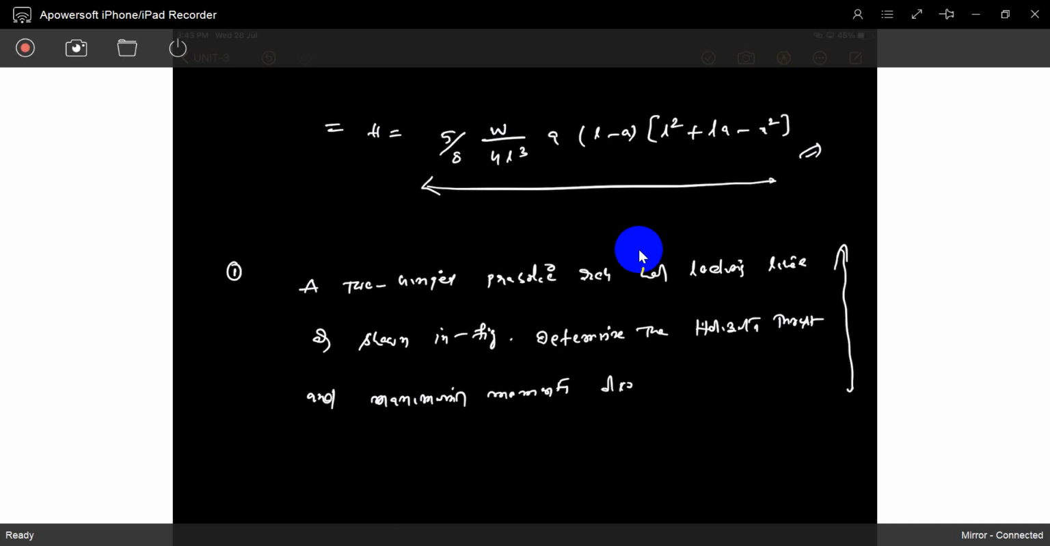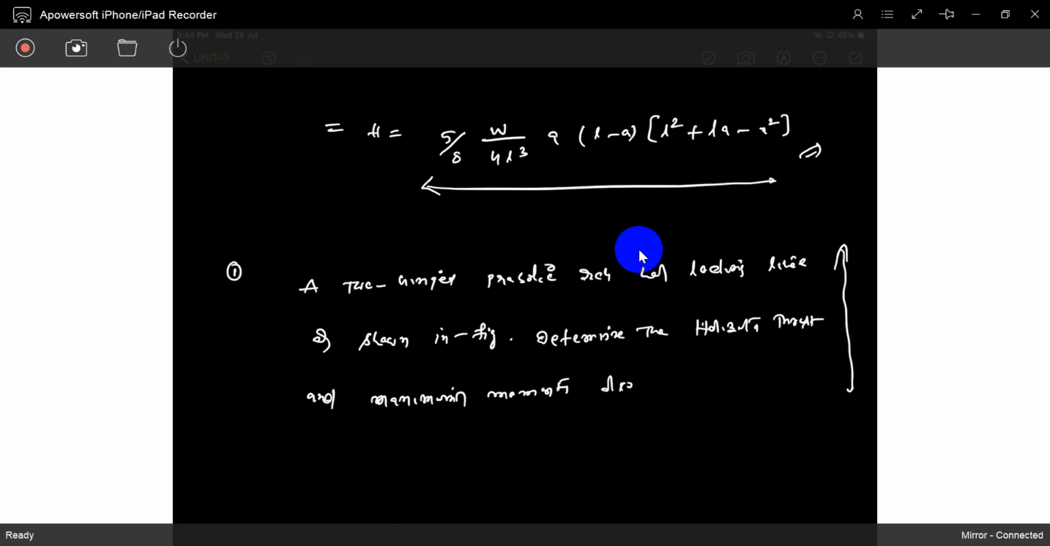What can you do? You can directly write down the moment equation and do the differentiation equal to 0. You will get the x value, and at that location it's the maximum value. That is also simple. If someone asks what is the maximum moment, you just write down the moment equation throughout the span, differentiate it, and make it equal to 0. Then you will get the x value at that location where the maximum moment is. We already solved this last class.